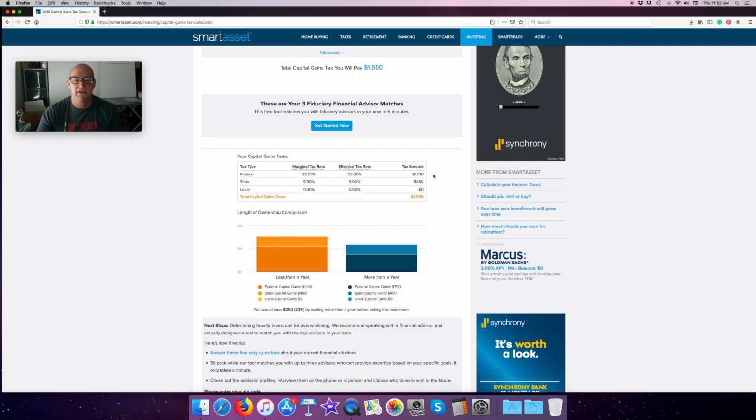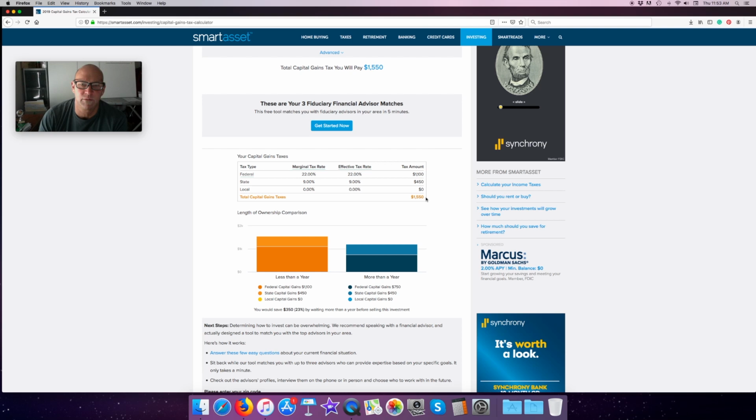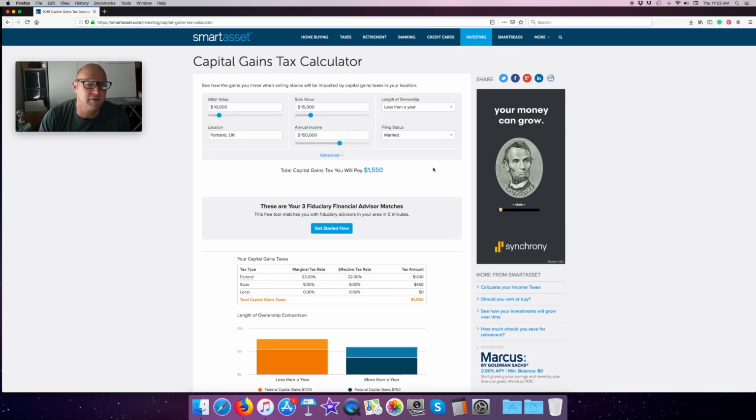$1,100 there. In Oregon, they don't have a discount for short or long term. It's 9%. So I would pay $450 to the state of Oregon, bringing my total to $1,550. Now, if I held that for more than a year, you guys, my capital gains for the feds would go down to $750, saving me $350 on that amount. Good argument for keeping it for a little longer, huh?